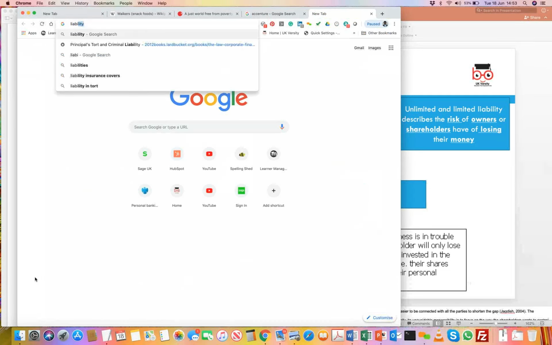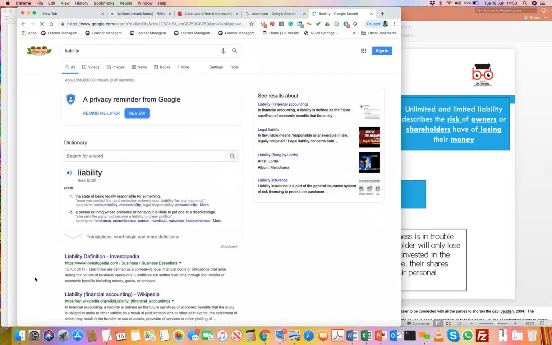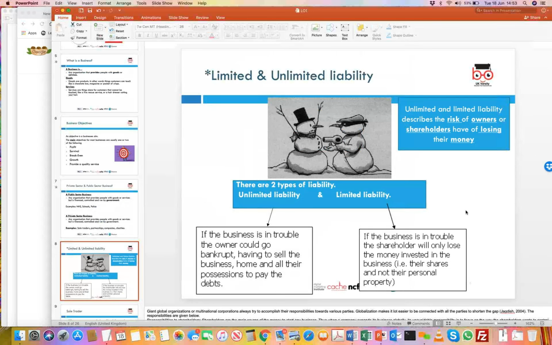Liability. So liability is when you are liable to give some money. You're bound to basically look at giving something in return. So you are basically responsible for something, and that could be either money or resources, and that is where liability comes in.